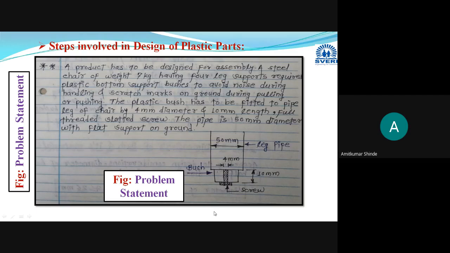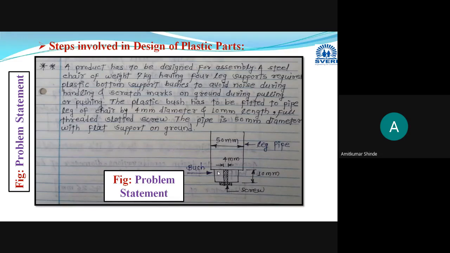Now for designing this, first you have to decide the manufacturing process, by which manufacturing process you are going to manufacture this bush with the boss. After deciding the manufacturing process, you have to decide how much load will act, the approximate load that will act on that bush. Here we have a chair with four legs, and for each leg one bush will be there.